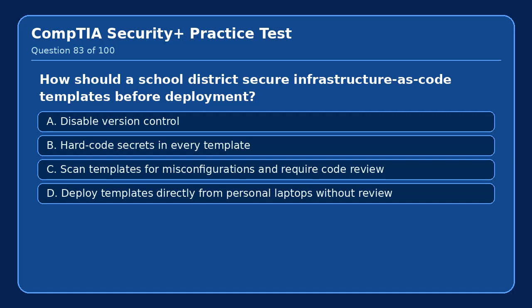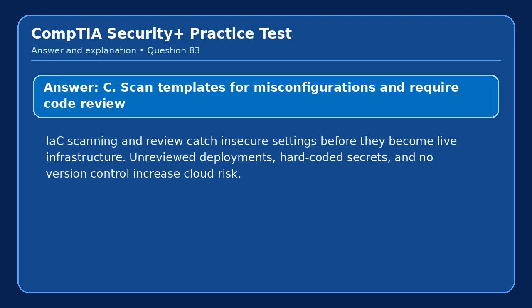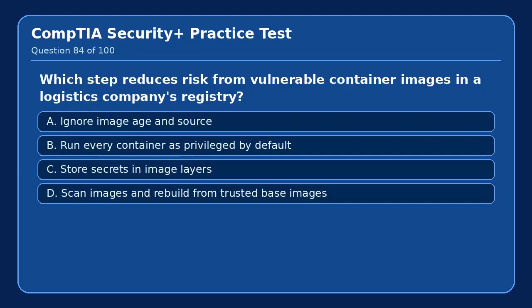Question 86. Which remote access design gives a manufacturing plant stronger access control than exposing admin ports to the internet? A. Disabled logging for remote sessions. B. Use a VPN or zero trust access broker with MFA. C. Publish SSH private keys. D. Expose RDP to any source. Take a moment to choose your answer. The answer is B. Use a VPN or zero trust access broker with MFA. Controlled remote access with strong authentication reduces exposure of administrative services. Open admin ports, exposed keys, and disabled logs increase the chance and impact of compromise.